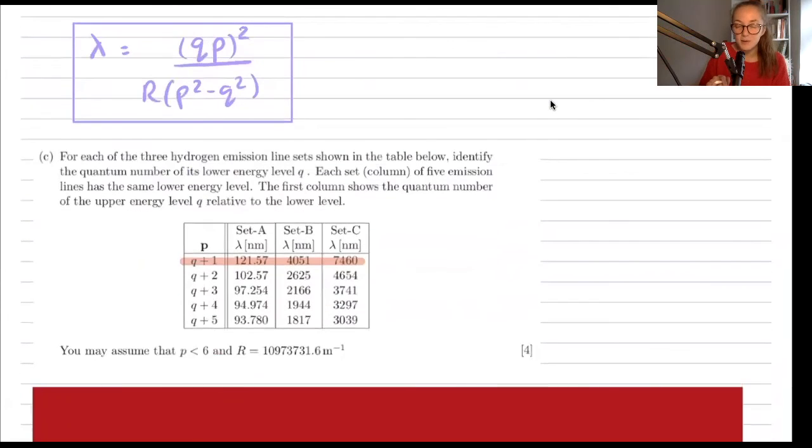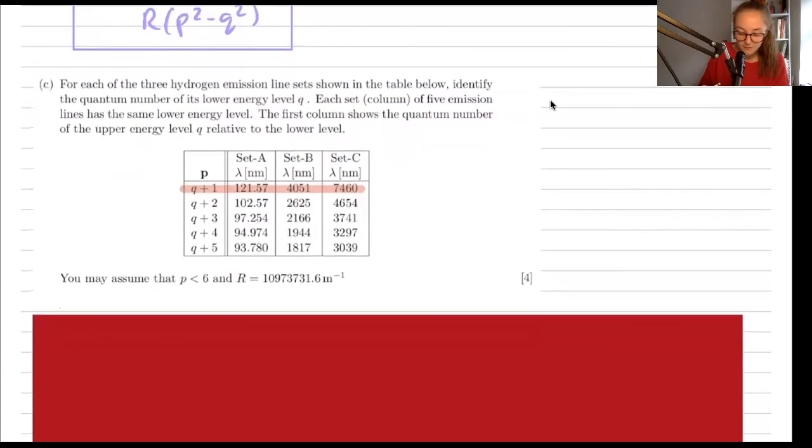Okay, so this last part of the question is where it gets a little bit head-spinny. But they're saying for each of the 3 hydrogen emission line sets shown in the table, identify the quantum number of its lower energy level Q. Each set, column of 5 emission lines, has the same lower energy level. The first column shows the quantum number of the upper energy level P relative to the lower level. And we can assume that P is less than 6.